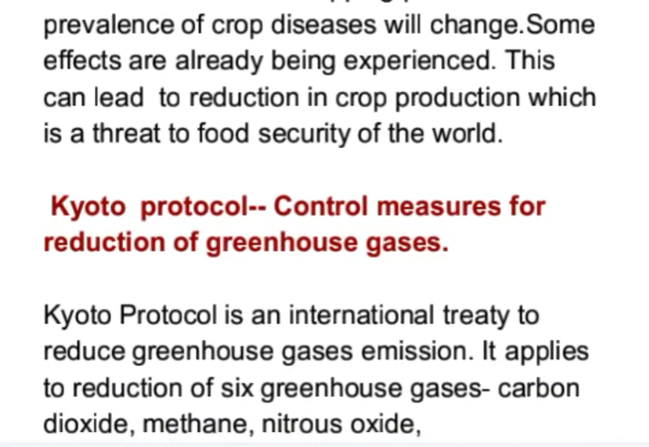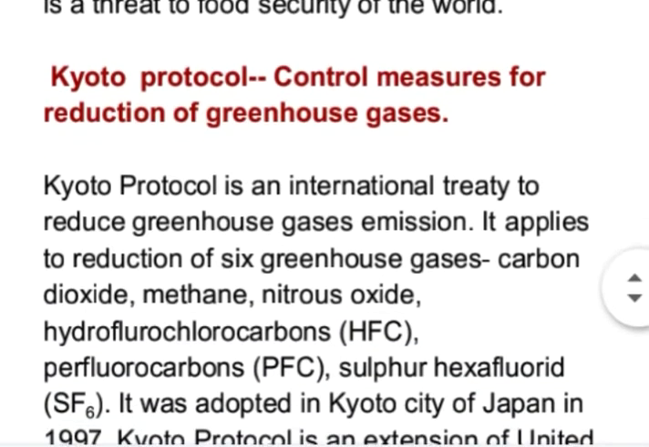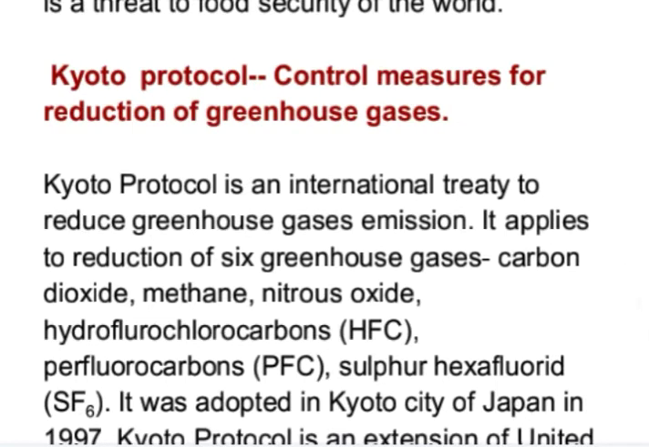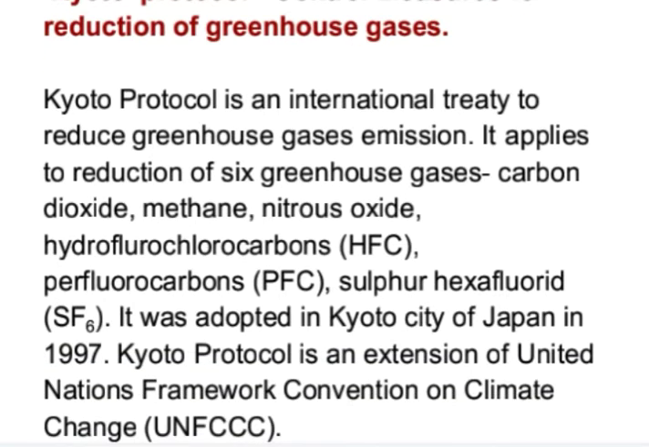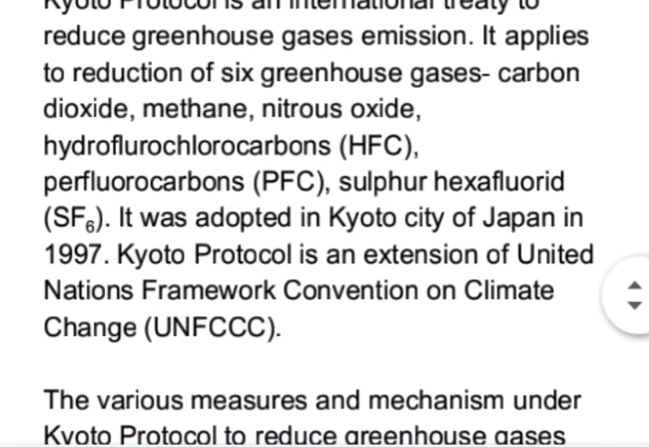Now, control measures for reduction of greenhouse gases under Kyoto Protocol. Kyoto Protocol is an international treaty to reduce greenhouse gases emission. It applies to reduction of six greenhouse gases: carbon dioxide, methane, nitrous oxide, hydrofluorocarbons, perfluorocarbons, sulfur hexafluoride. It was adopted in Kyoto City of Japan in 1997. Kyoto Protocol is an extension of United Nations Framework Convention on Climate Change.